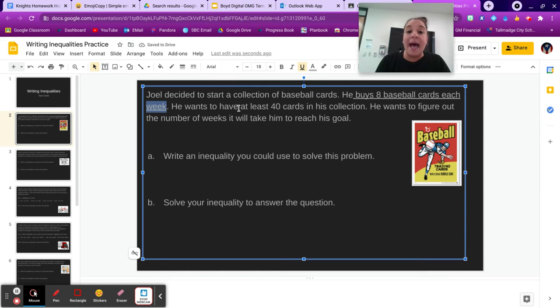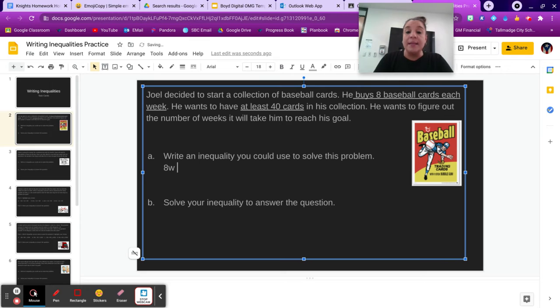He wants to have at least 40 cards in his collection. He wants to figure out the number of weeks it will take for him to reach his goal. Write an inequality you can use to solve this problem. So what do we know? We know that he can save 8 baseball cards every week. So 8 times the number of weeks is what he's doing. He's saving 8 cards every week.